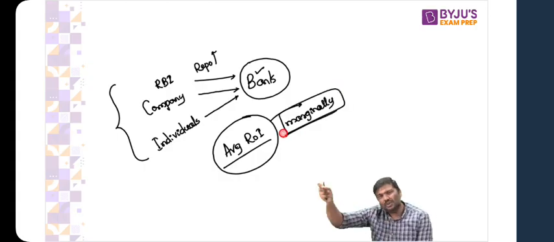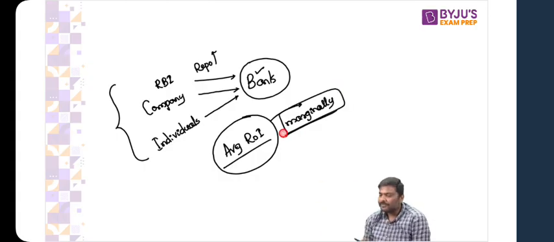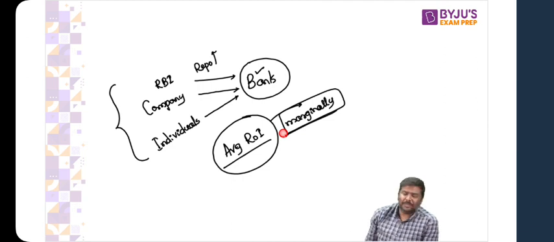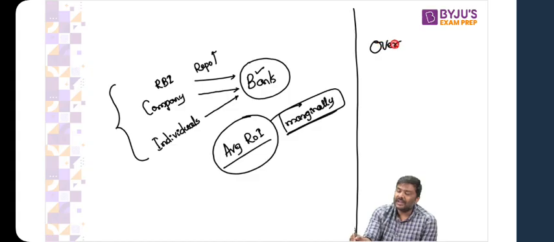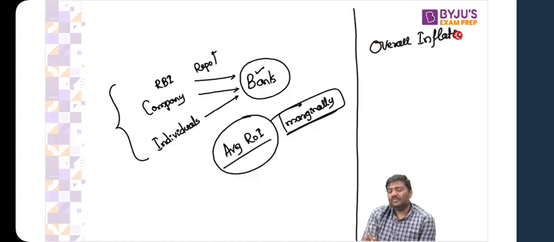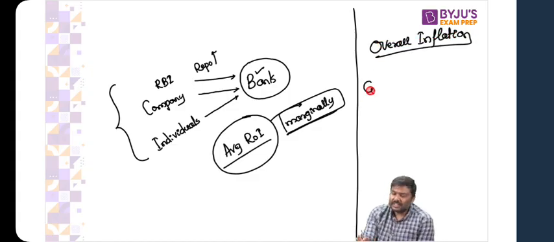Okay. What is GDP deflator? GDP deflator is basically a representation of overall inflation in the economy. Overall inflation in the economy. How so? What is the formula for GDP deflator? GDP deflator is basically nominal GDP divided by real GDP. Right? Nominal GDP divided by real GDP.